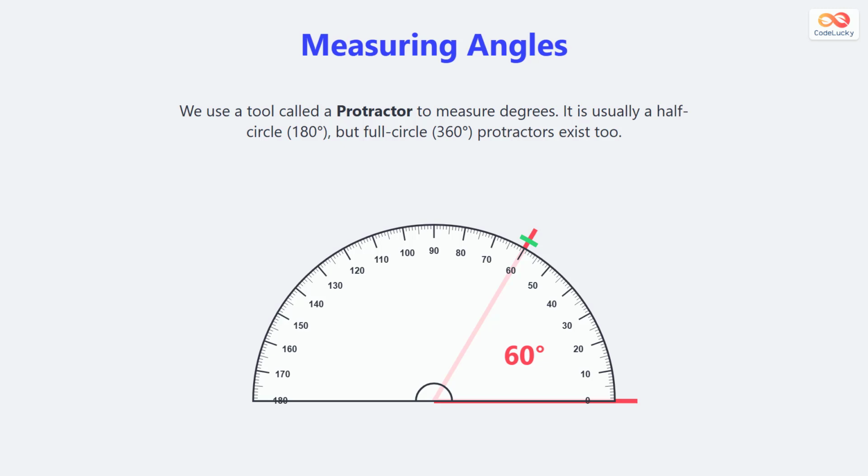To measure these angles precisely in the real world, we use a tool called a protractor. It has markings for every degree, allowing us to find the exact size of any angle.